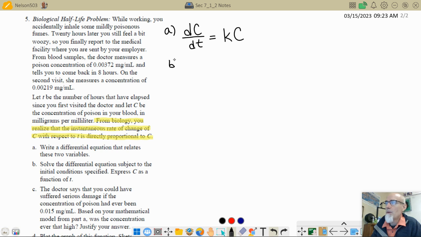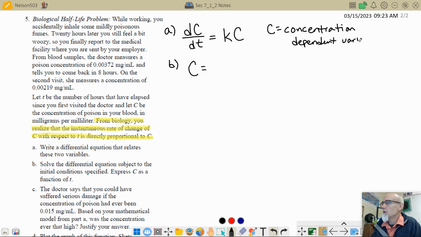All right, so part B says, solve the differential equation. Well, I'm not going to really separate the variables and integrate and all that stuff, unless you feel like you need to practice doing that. I'm going to jump to our formula. So the dependent variable is going to be equal to some initial amount. And it's awkward because we're using C for concentration. So C equals concentration level. And usually when we use a C, it means just some random constant. But C is our dependent variable. Dependent variable.